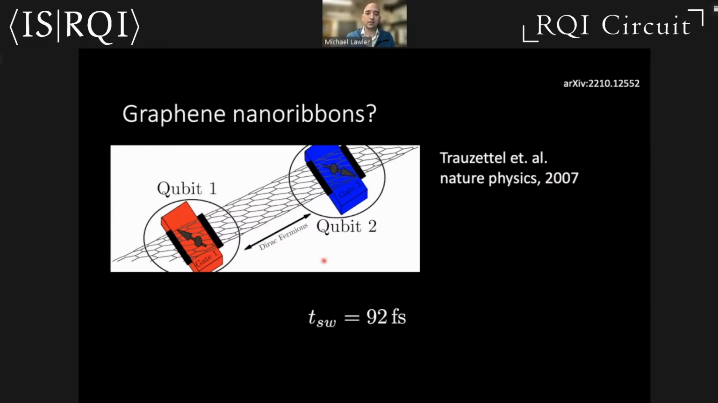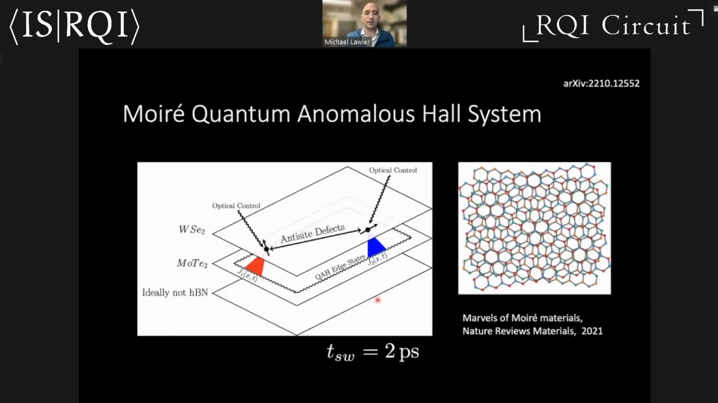For this system, the speed of the Dirac fermions is well known, and maybe double what we had in the previous one. So it requires even a shorter gate. So that wasn't necessarily very helpful. We turned to other systems, and let me tell you about the one that turned out to be the most promising.